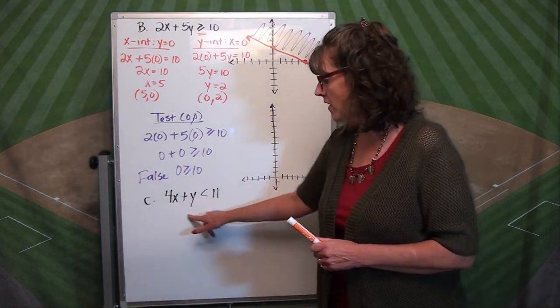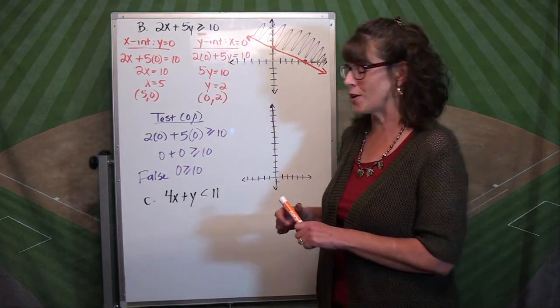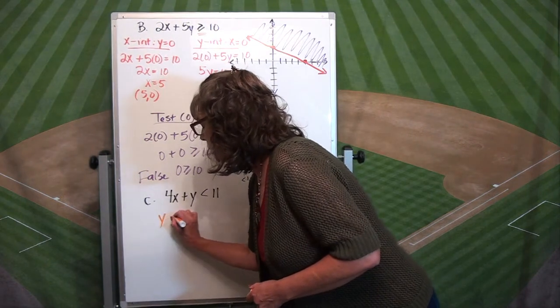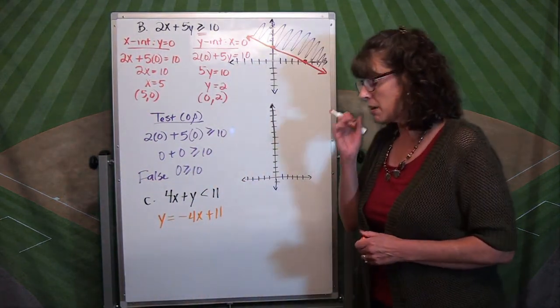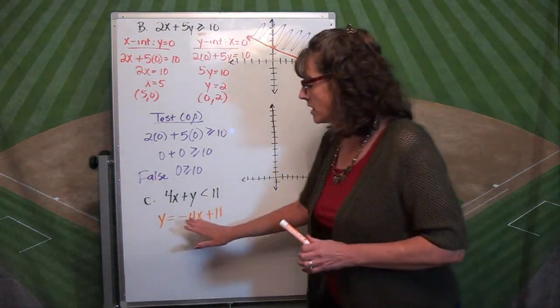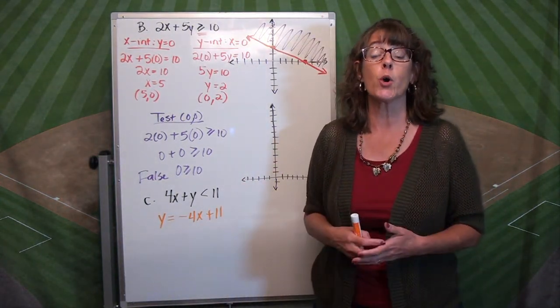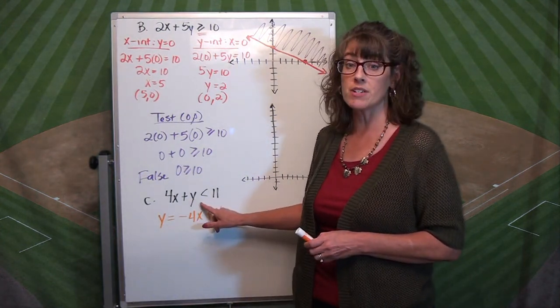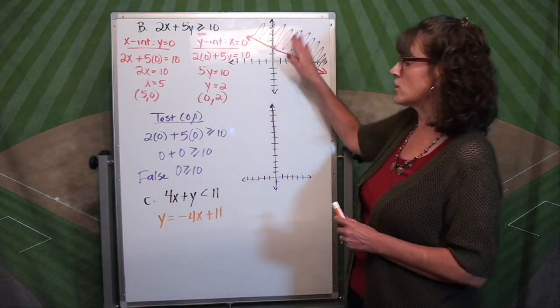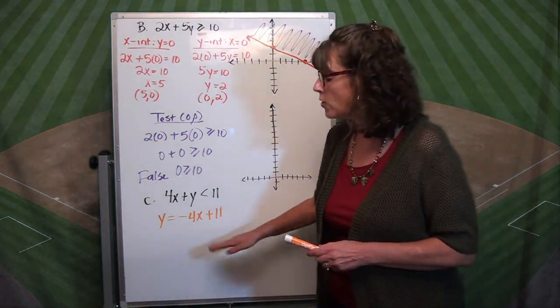All I have to do is slide the 4x over by subtracting it, which will give me y equals negative 4x plus 11, and that's going to be in that slope-intercept form. The only reason that I changed it to an equal sign is because now I'm working on graphing a line, and lines are represented by equal signs, not inequalities. The inequalities is what allows us to shade a side. So I'm ready to graph this line.